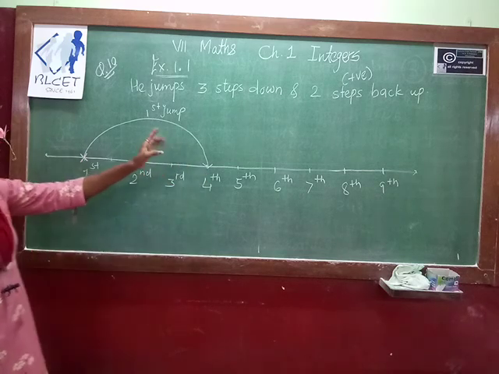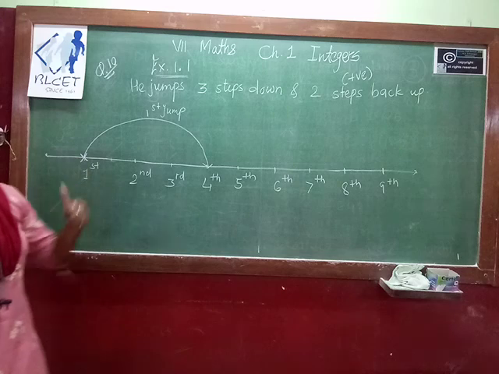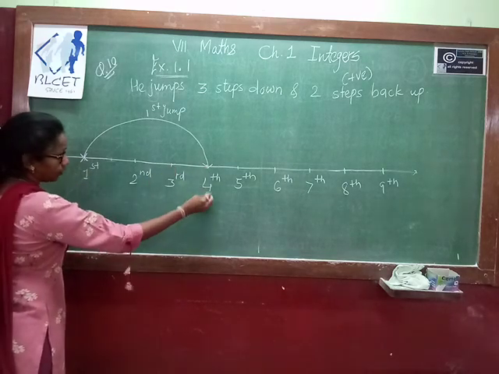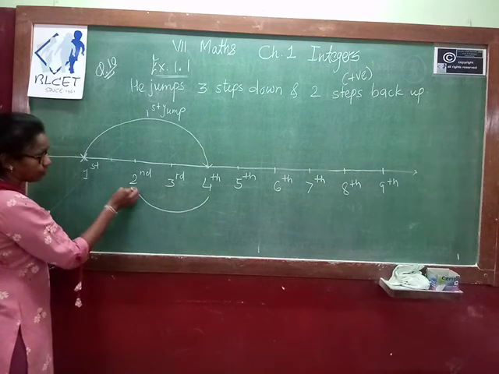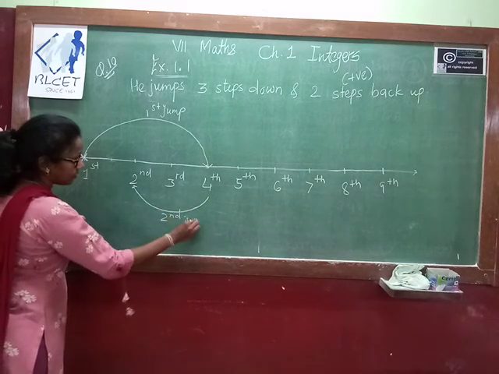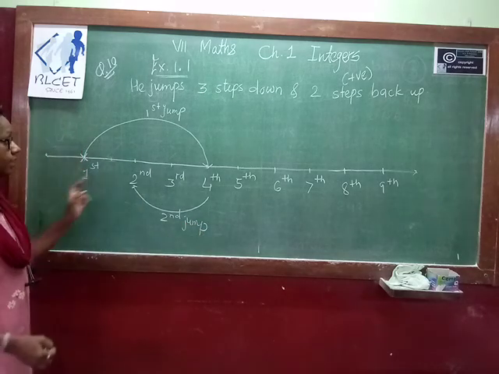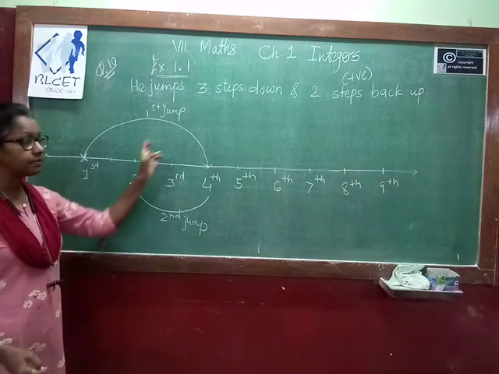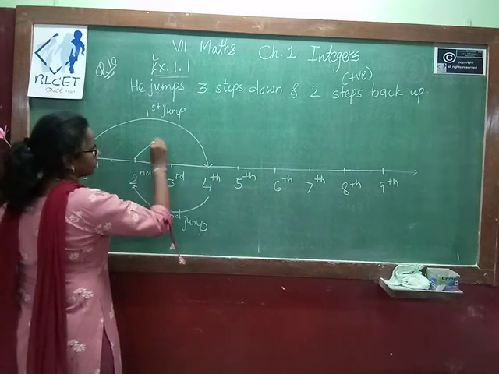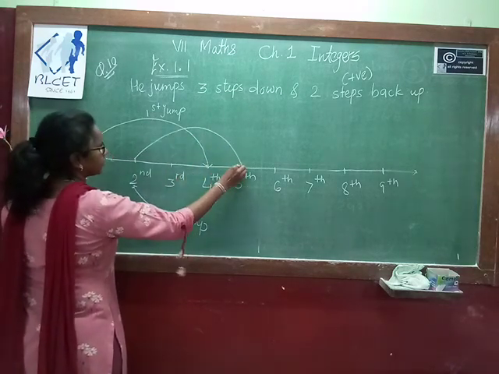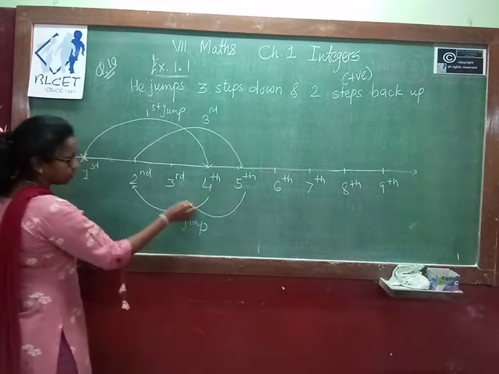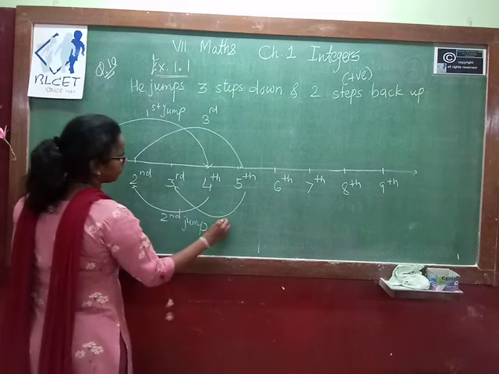Now 2 steps backward. So from here 2 steps backward. So 1, 2. So from here the second jump is 2 steps backward. So this is your second jump. Now where is the monkey? At the second level. Again from here he jumps 3 steps. So 1, 2, 3. So it brings him to the 5th step. So this is your third jump. From here 2 steps backward. So at 3. So this is your fourth jump.